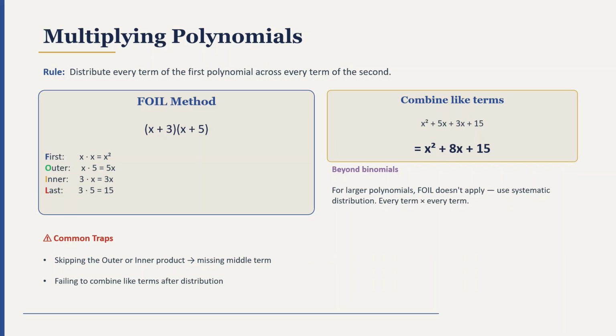For larger polynomials, say a binomial times a trinomial, this mnemonic does not apply, but the underlying rule does. Distribute systematically. Every term in the first polynomial multiplied against every term in the second. Then combine like terms. The work scales, but the principle is the same.